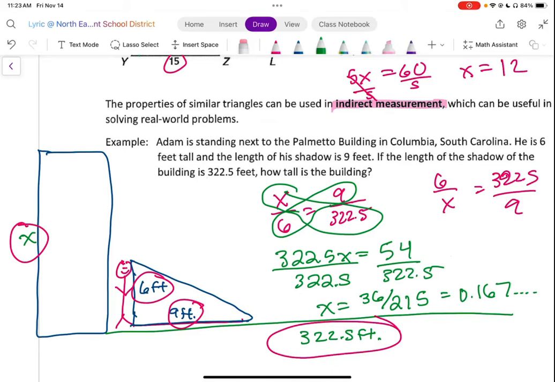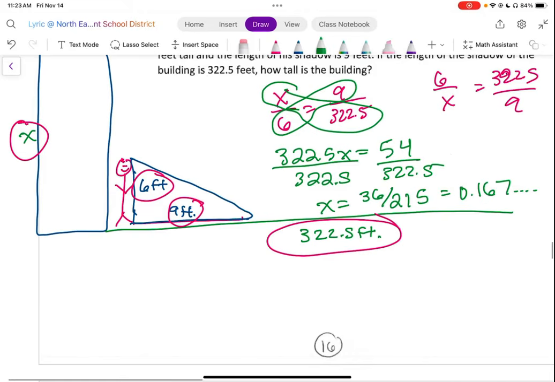Maybe I should have done 6 over 9 equals x over 322.5. This is what happens when I don't finish my key. Sorry, guys. Let's check it the other way. Maybe I did it wrong. 6 over 9 equals x over 322.5. Yeah, I think this is going to be the way to go.